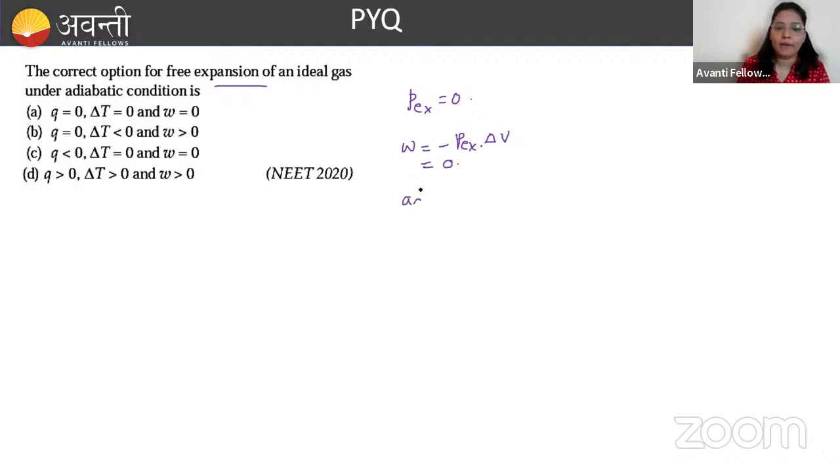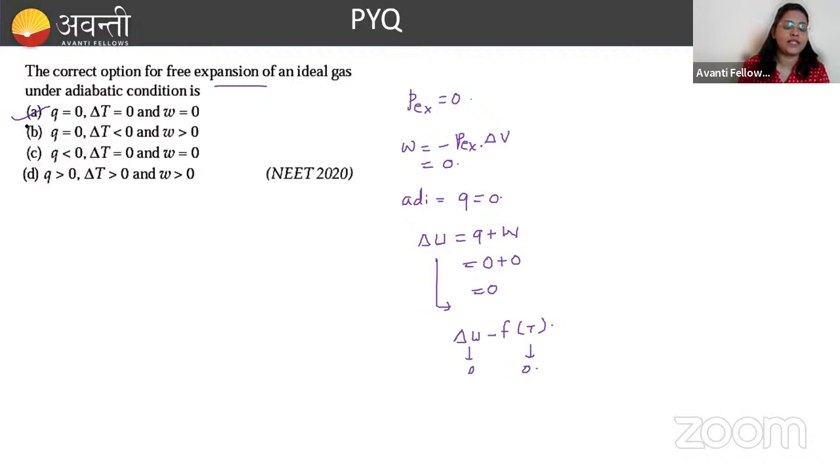Again, we know for adiabatic process, Q is 0. So according to the first law of thermodynamics, delta U is equal to Q plus W. Since here Q is 0 and W is 0, delta U will be again 0. So the answer will be A. Very good. W is 0, Q is 0, and internal energy change is 0. And you know that internal energy is a function of temperature. So since this is 0, change in the temperature is again 0. That's why option A is the correct answer.